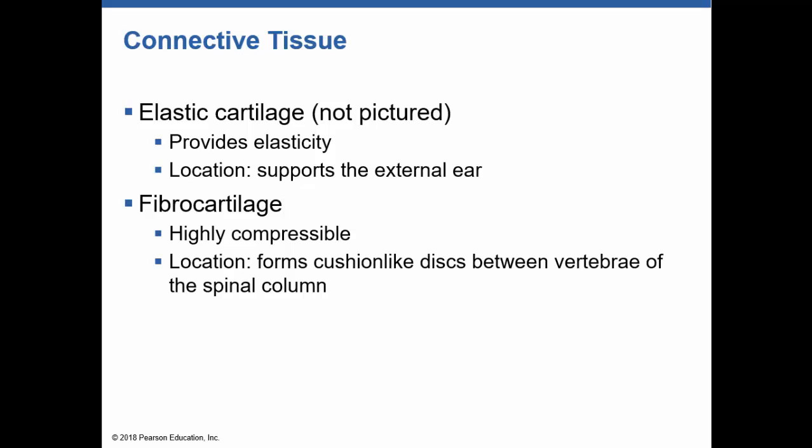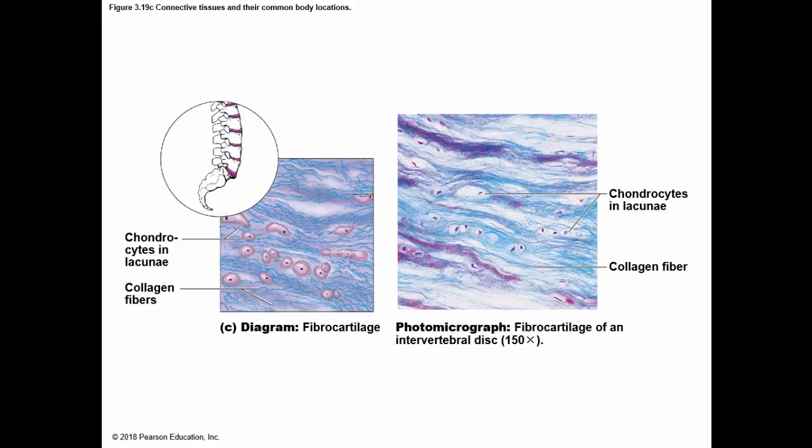Elastic cartilage is not going to be pictured, but basically it's very elastic and supports like the external ear. So that's pretty obvious, I think. Fibrocartilage is very highly compressible, and these are going to be your discs in between the vertebrae of your spinal column.